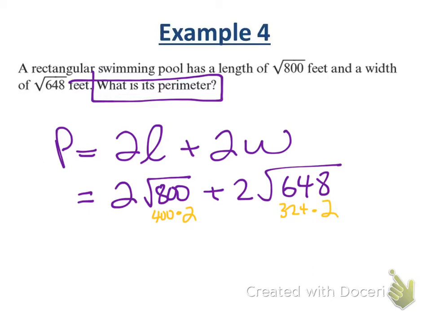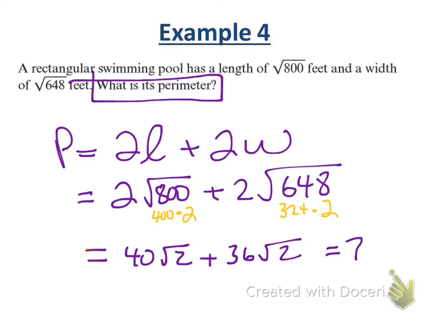This is why it helps to know the perfect squares up through 25. Really, up through 20 and then 25. You don't really see 21, 22, 23, and 24 a lot. You do see 24. So anyway, you simplify these two, and we get 40 square roots of 2 plus 36 square roots of 2. If you add those together, you get 76 square roots of 2 feet.